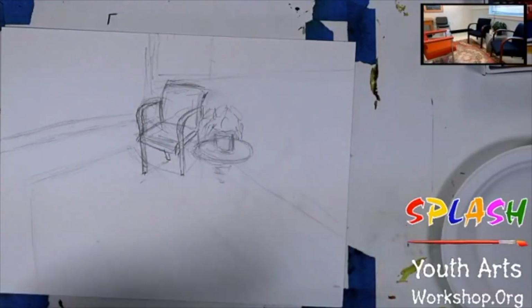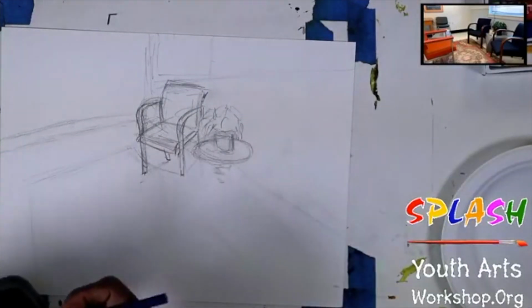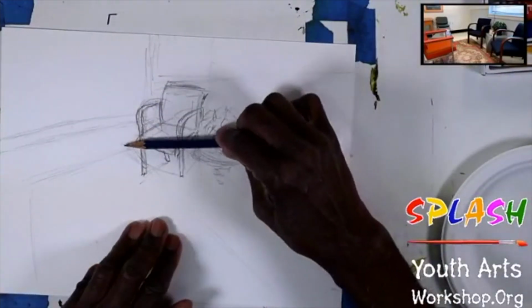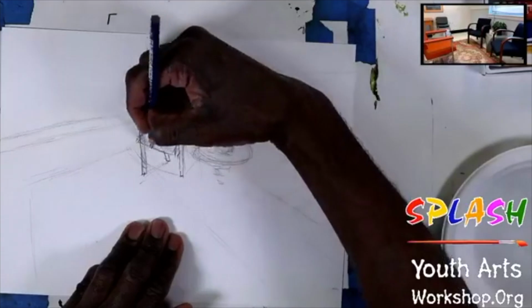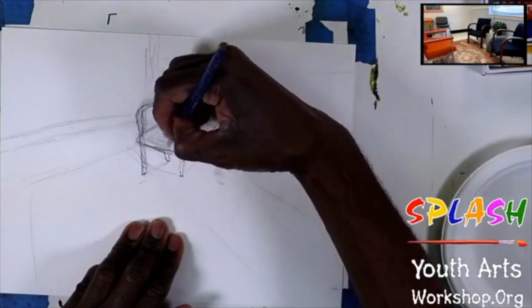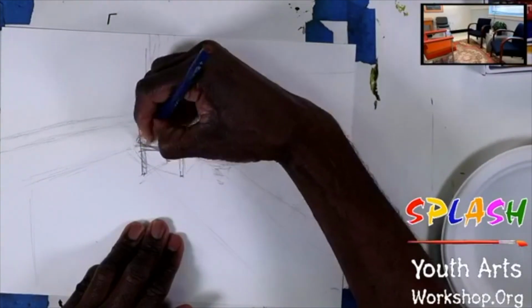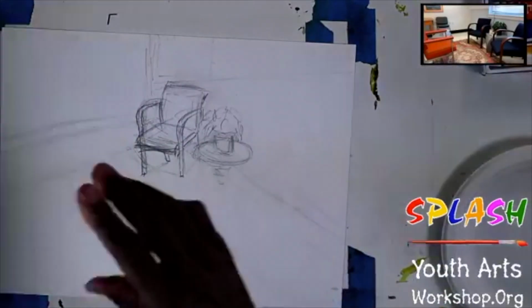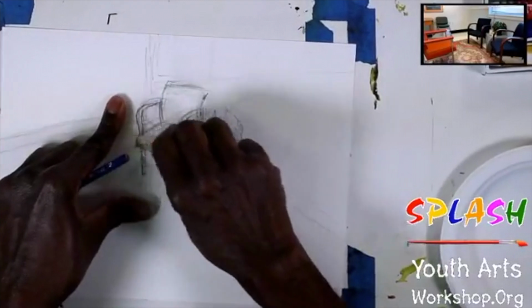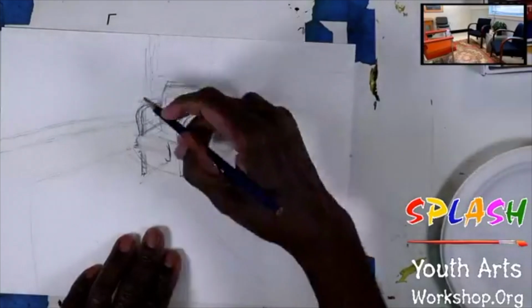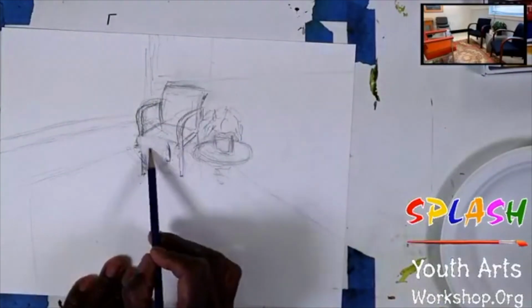Now what I've done is I made a mistake. I'm going to show you the mistake I made. This line is correct, but this line is not. This line should be more like this. I had this line leaning in the wrong direction. So let me get my eraser so you can see what I'm doing. Now I found out that was wrong because I found out that the legs of the chair were incorrect.